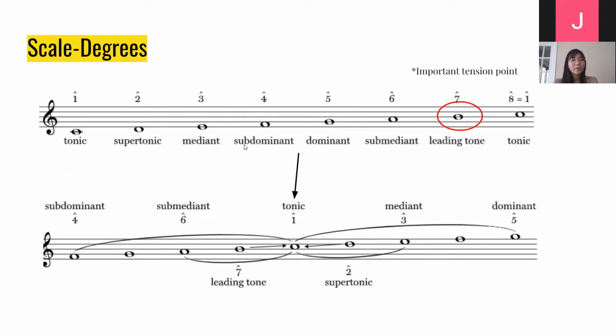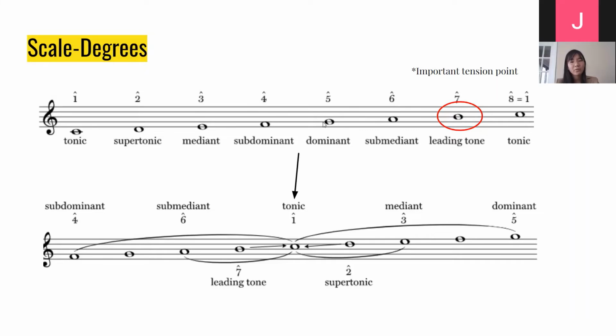Okay, so scale degrees. So here we have a C major scale. The first note is called the tonic. The second one is called the supertonic. The third scale degree is called the mediant. The fourth scale degree is called the subdominant.